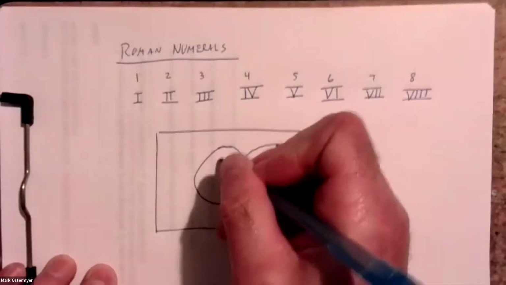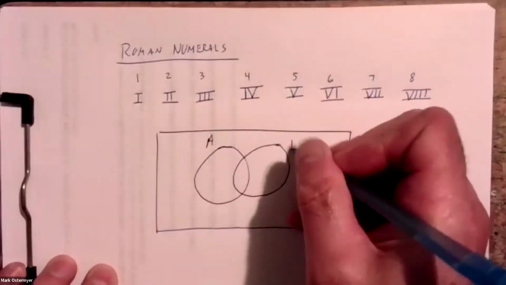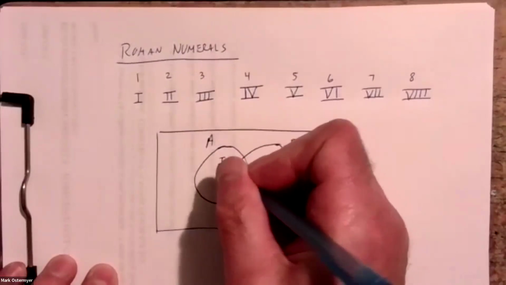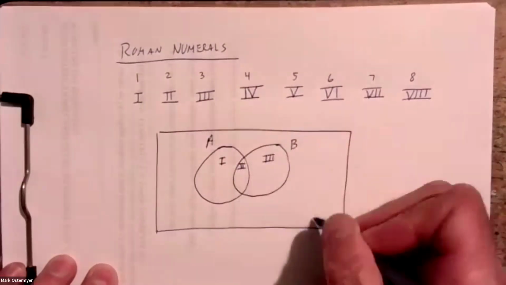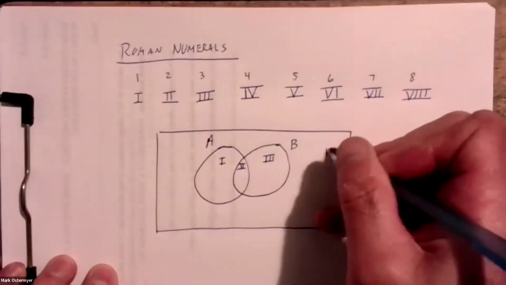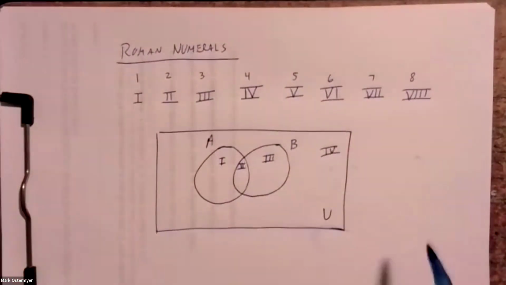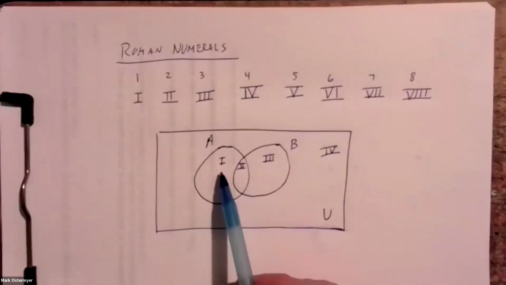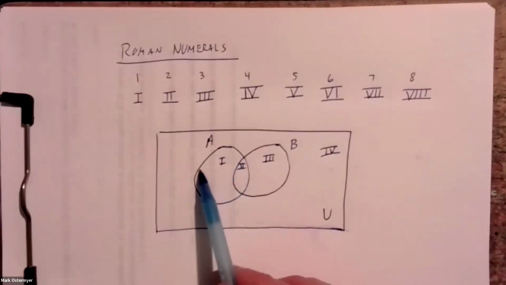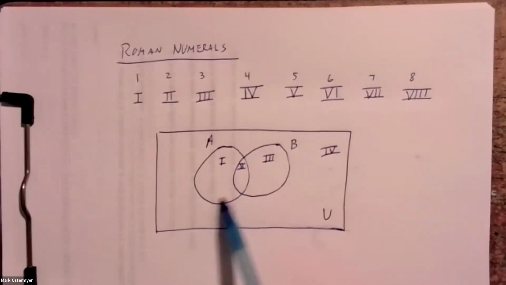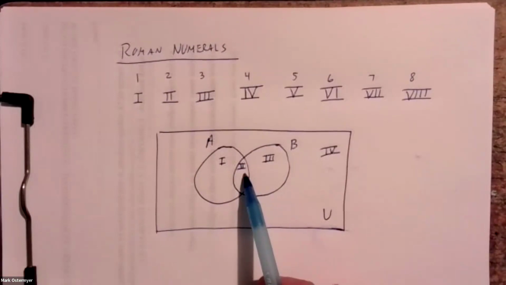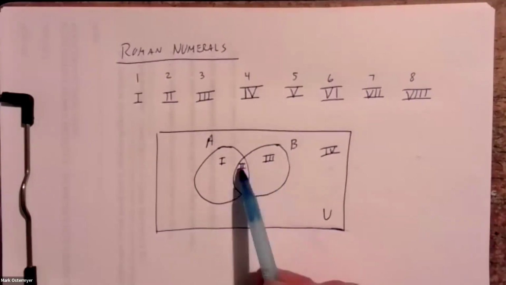Okay, suppose I call this set A and this set B. This is region 1, region 2, region 3, and the universal set out here is region 4. All right, region 1 is the set that consists of all elements that are only in set A. Region 2 is the set consisting of elements that are common or in sets A and B.